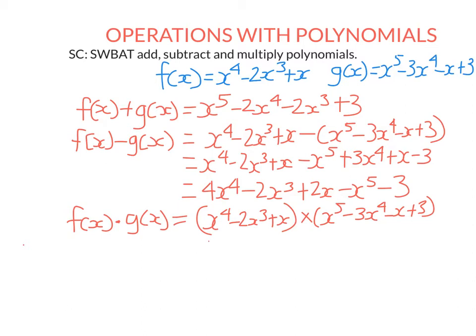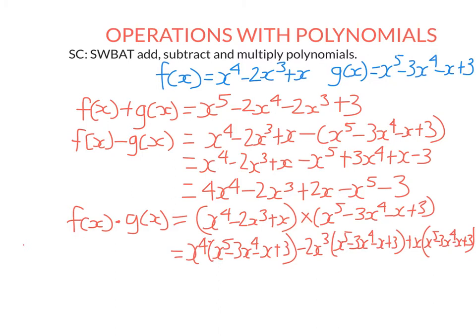We're going to multiply this first term by everything in this bracket, then the second term by everything in this bracket, and so on. So we can write it like this, which might make it a bit easier to understand. This is what I just said. We take x to the power of 4 and multiply it by everything in the second bracket. Then we take minus 2x cubed, multiply that by everything in the brackets, and do the same for x there. So now let's expand all these brackets. So let's do the first one.